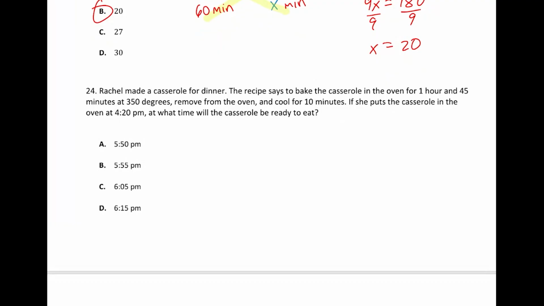So we're going to start at, it puts the casserole in at 4:20. Okay, so 4:20 we begin. And it's got to cook for 1 hour and 45 minutes. So let's just say if we add the 1 hour, that's going to take us to 5:20. And then an extra 45 minutes. So let's be careful here, because we don't have a time like 5:65. No, after 60, we've got to go up an hour. So an extra 45 minutes is going to take us to 6:05. Okay, so this is when we're done cooking.